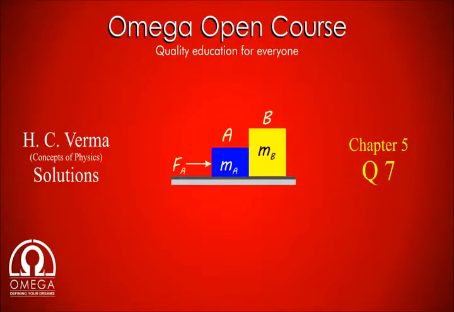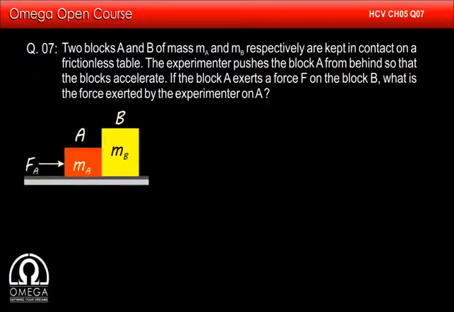H.C. Verma, Chapter 5, Question number 7. Two blocks A and B of mass MA and MB respectively are kept in contact on a frictionless table. The experimenter pushes the block A from behind so that the blocks accelerate. If the block A exerts a force F on block B, what is the force exerted by experimenter on A?